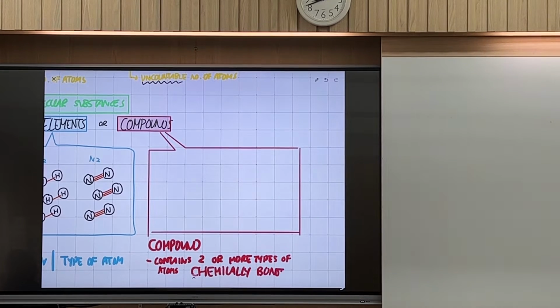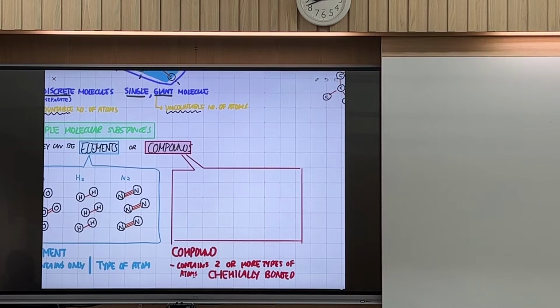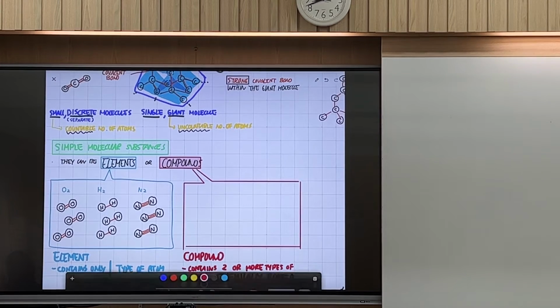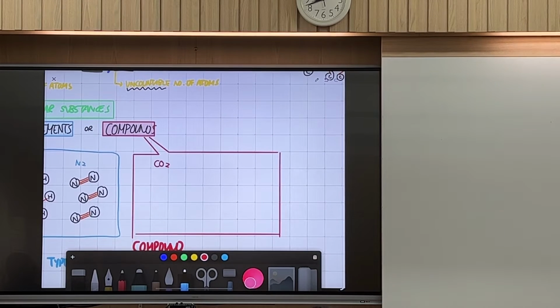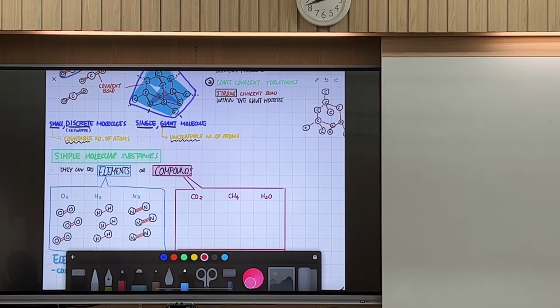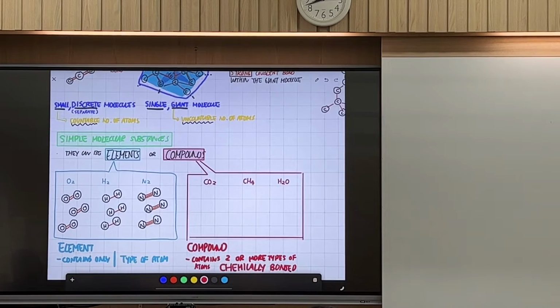So any examples you can think of? What is the gas that we breathe out? CO2, yeah, so can you draw CO2 in here? What about the gas that cows emit that would cause global warming? Methane. So what's the formula? It's CH4. And then there is also water that is vital for life, H2O. These are all compounds. As you see, not just one, but two or more types of atoms chemically bonded.